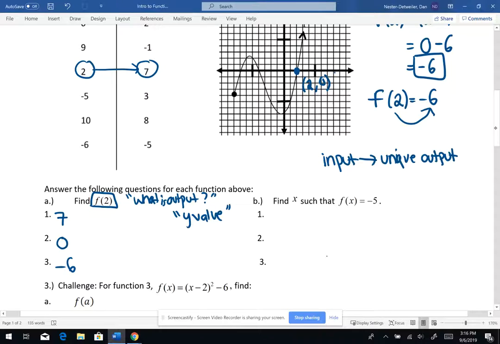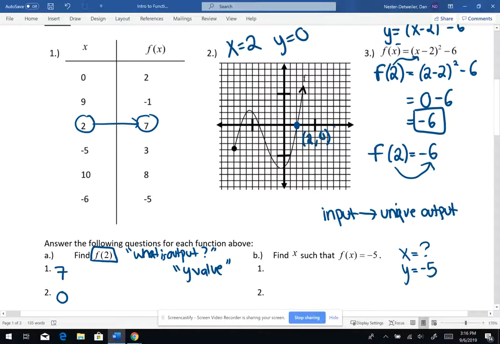Whereas this one would say, find x such that f of x equals -5. It's just saying, what does x equal when our output or y value is -5. So in this case, we're going backwards for the table. So let's find our y value, or f of x, where it equals -5, and go backwards. The answer would be -6.